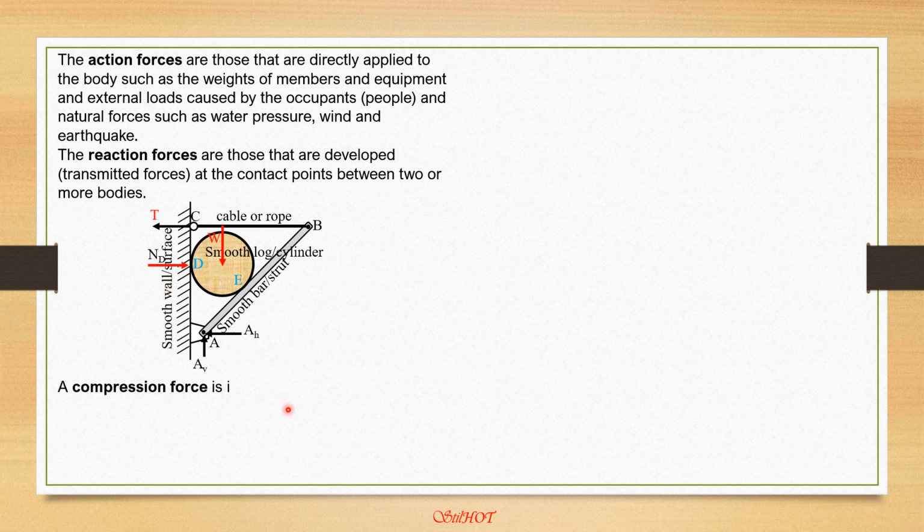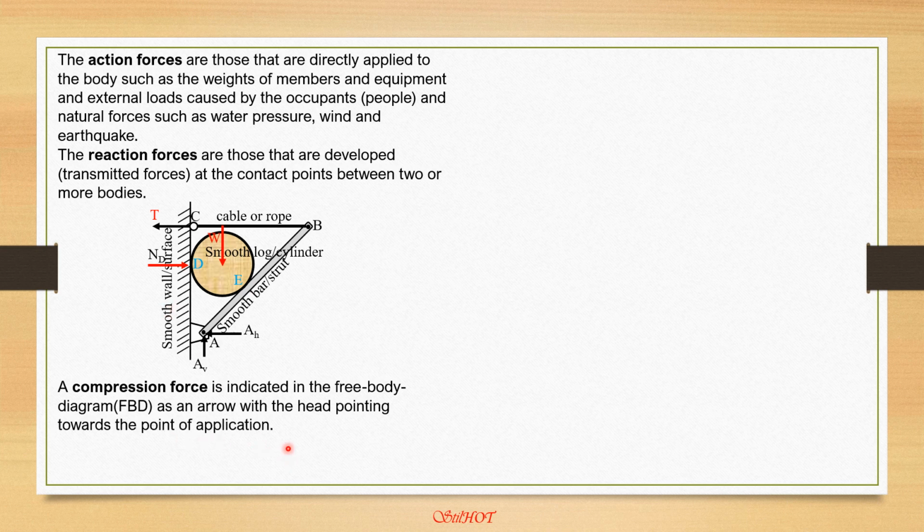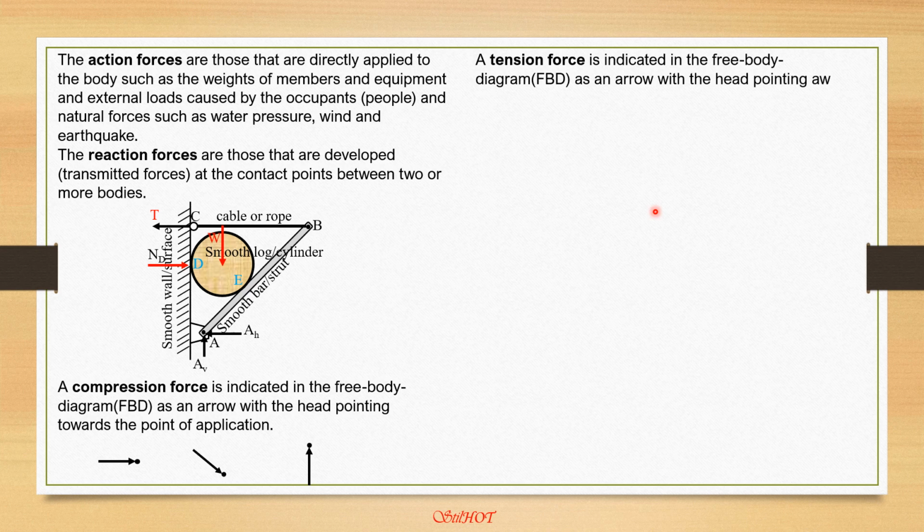To distinguish between compressive force and tensile force, a compressive force is indicated in the free body diagram as an arrow with the head pointing towards the point of application. So this is, for instance, a compressive force. We have a point, and it is directed towards the point of application. A tension force, on the other hand, is indicated in the free body diagram as an arrow with the head pointing away from the point of application. For example, this is the point, so the tension force is away from the point of application.